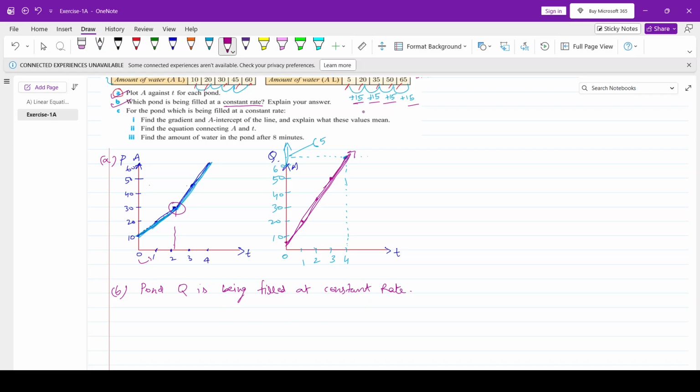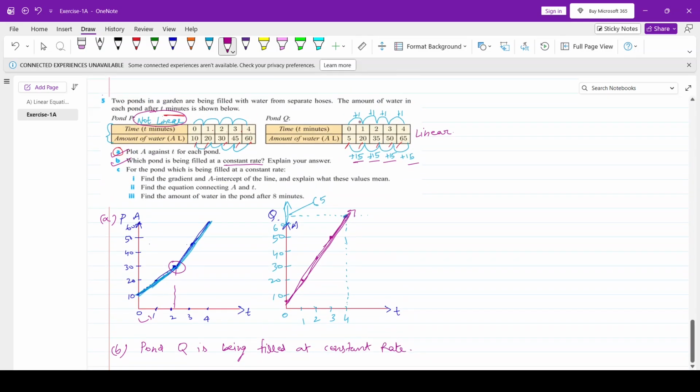Explain your answer. Now the explanation goes the same: for every increase of 1 minute, the pond is being filled by 15 liters of water in pond Q. However, this is not the same for pond P. For every minute, the pond is being filled by 10 liters of water in the first 2 minutes, and then 15 liters of water every minute after that. That's why this would be the explanation for the answer. And let's move on to part C.